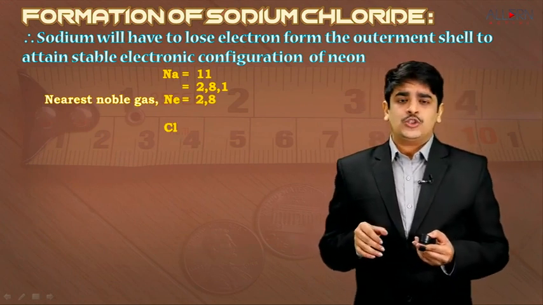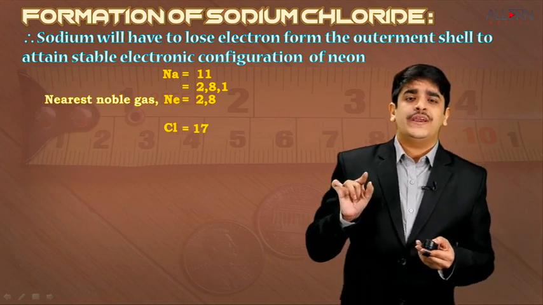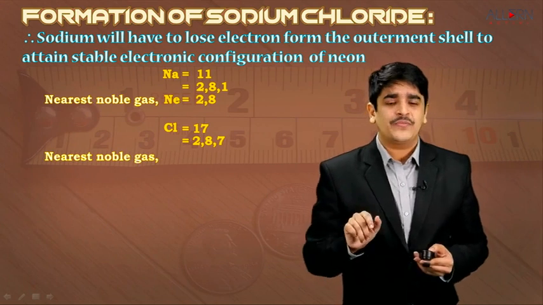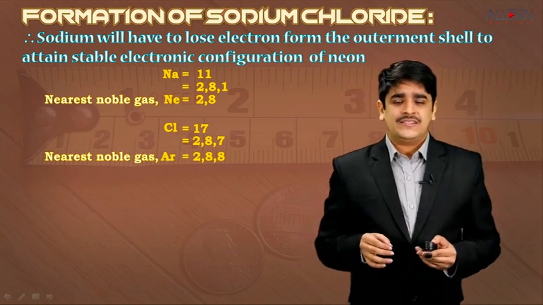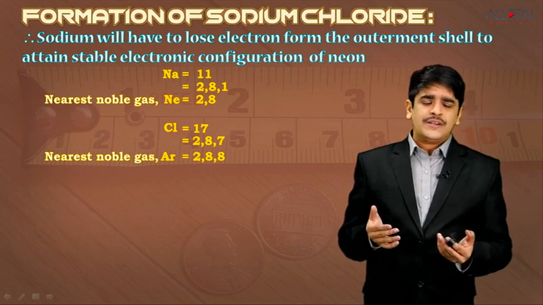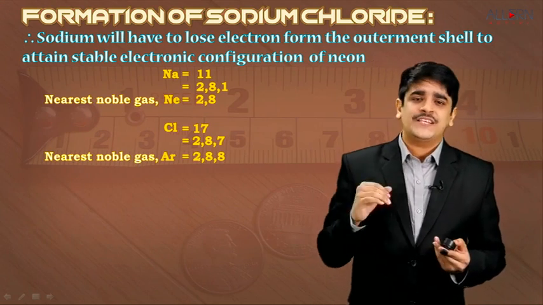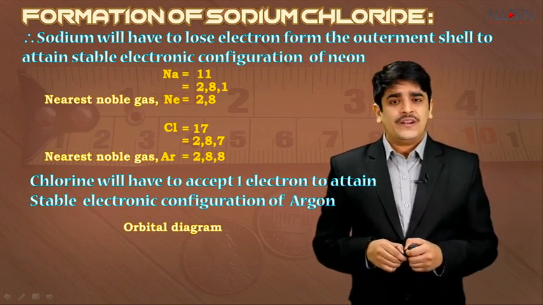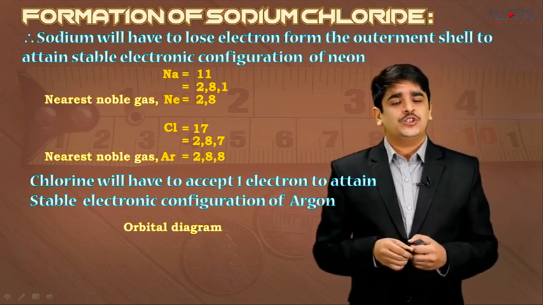Chlorine, on the other hand, atomic number 17, configuration 2, 8, 7, desired configuration 2, 8, 8. That's the nearest noble gas, argon. For that, it needs to gain a valence electron. When you do that, you will have Na with a charge of 1 plus and Cl with a charge of 1 minus. Okay. So, chlorine will have to accept 1 electron to attain the stable electronic configuration of argon.